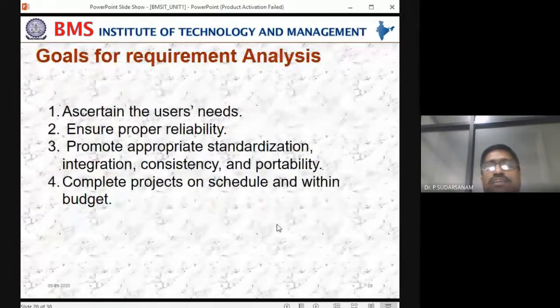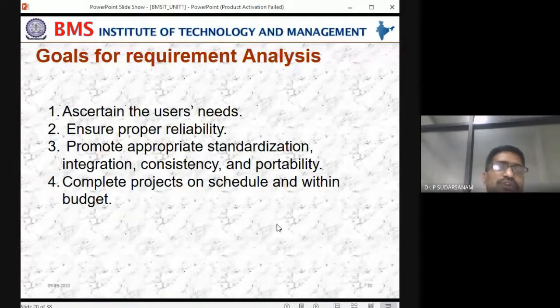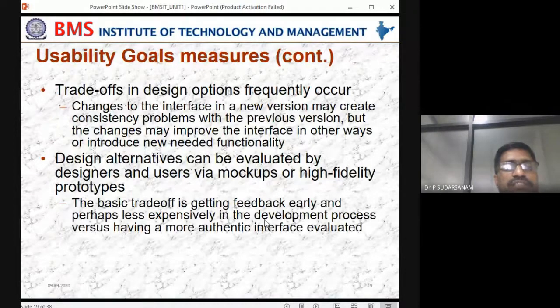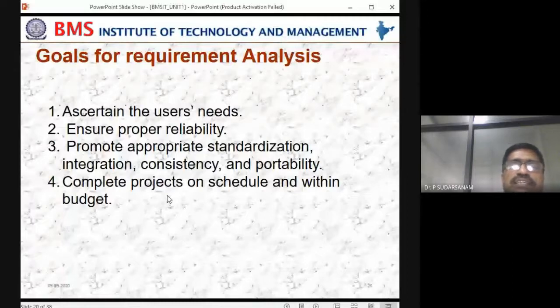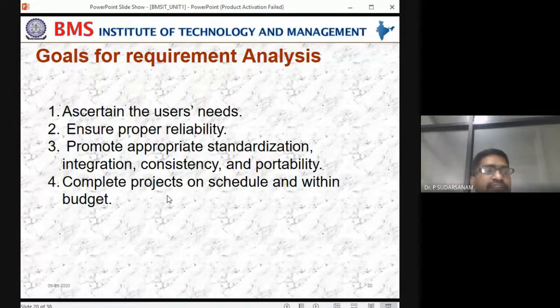Next is goals for the requirement analysis. These four you have to write in the examination also. First, ascertain the users' needs. Second, ensure proper reliability. Third, promote appropriate standardization, integration, consistency, and portability. Fourth, complete the project on schedule and within the budget. These are the goals for requirement analysis.